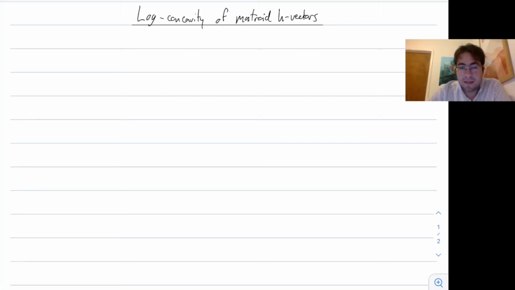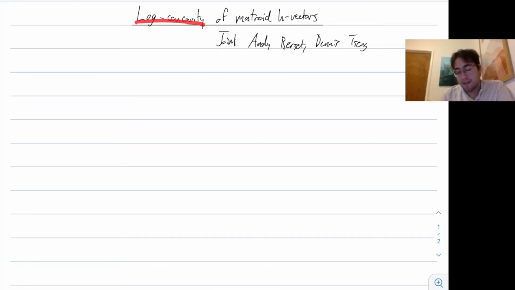I guess today I'm going to be talking about, as you said, log concavity of matroid H vectors. This is joint work with Andrew Berget at Western Washington University and Dennis Tseng, who's now at DE Shaw. Okay, so there's a bunch of words in the title. There's log concavity and matroid and H vector, and I should explain all those.